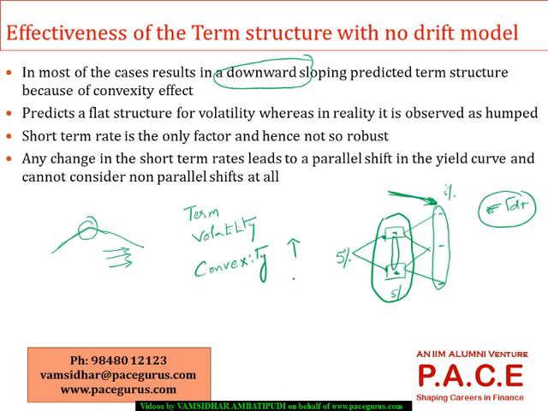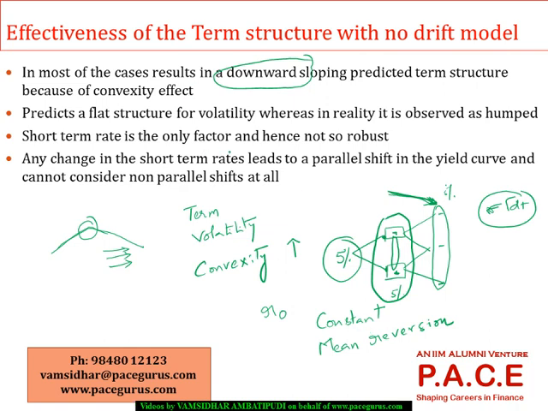And as already discussed, this considers only the initial rate of interest as the only factor. It does not consider any constant drift, or any changing volatilities, or even that interest rates, if they are high, will come back, some kind of mean reversion behavior in the interest rate. None of these things are considered as part of the model.